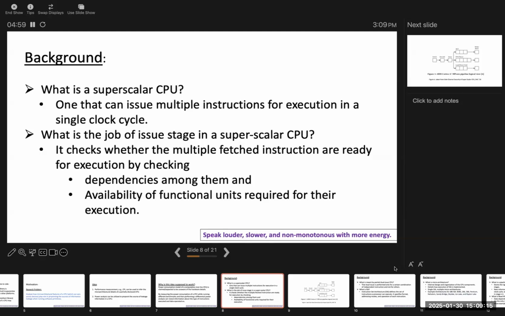Now I want to speed up my execution. I don't want my subsequent instruction, let's say this was add 1, this is add 2, I don't want my add 2 to wait for 10 seconds.